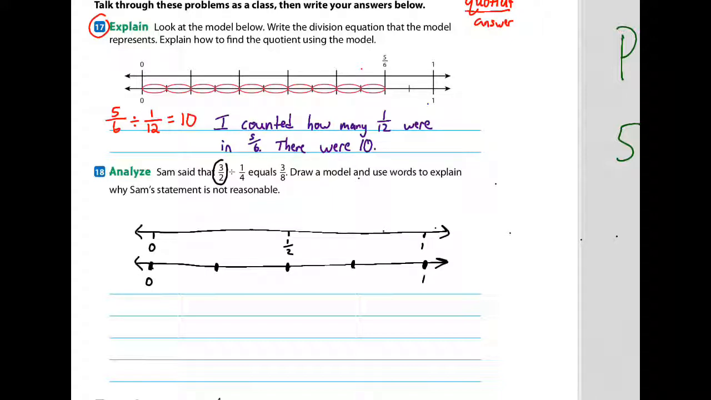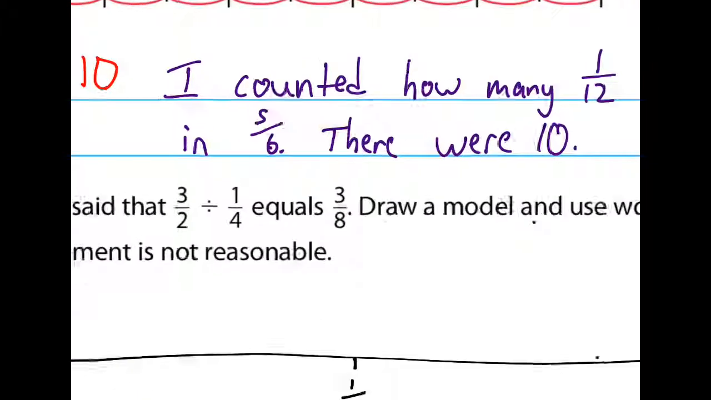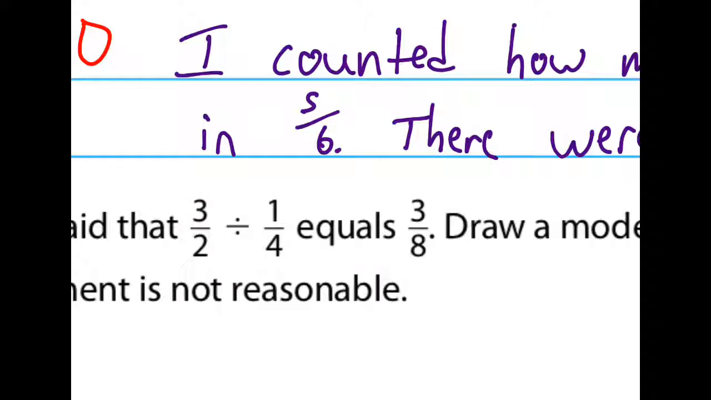Remember what Sam says. Let's look at his question again. He says that 2/3 divided by 1/4 equals 3/8. Now remember what that would mean. That would mean how many 1/4 are in 3 halves. So he is saying that there's only 3/8 of a 1/4 in 3 halves. All right?